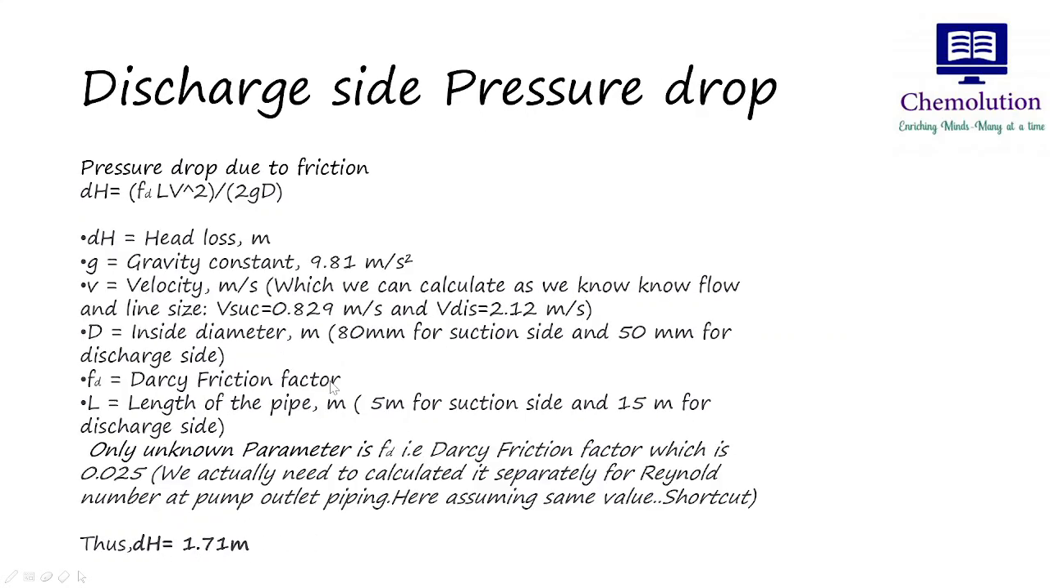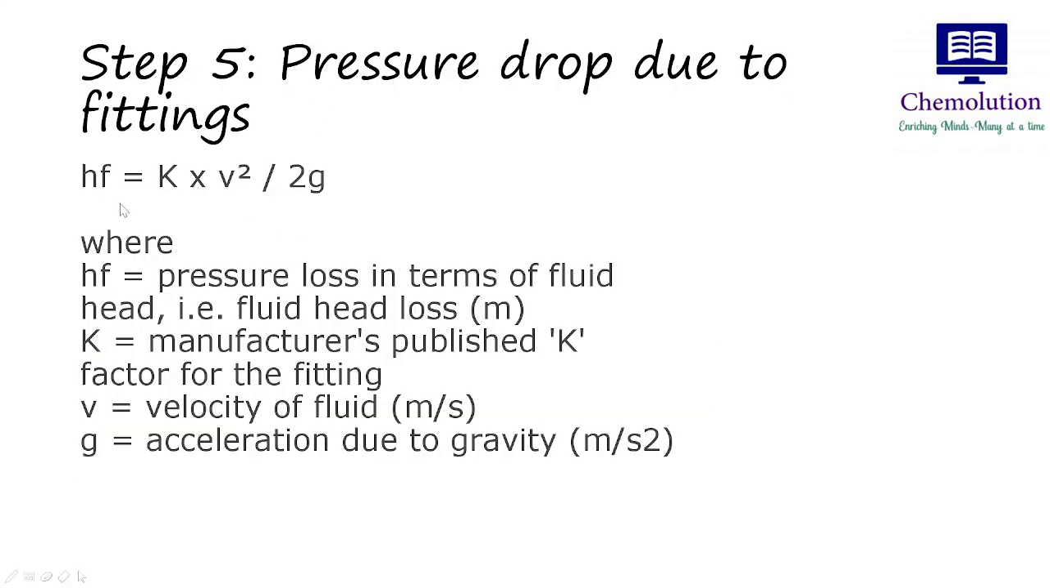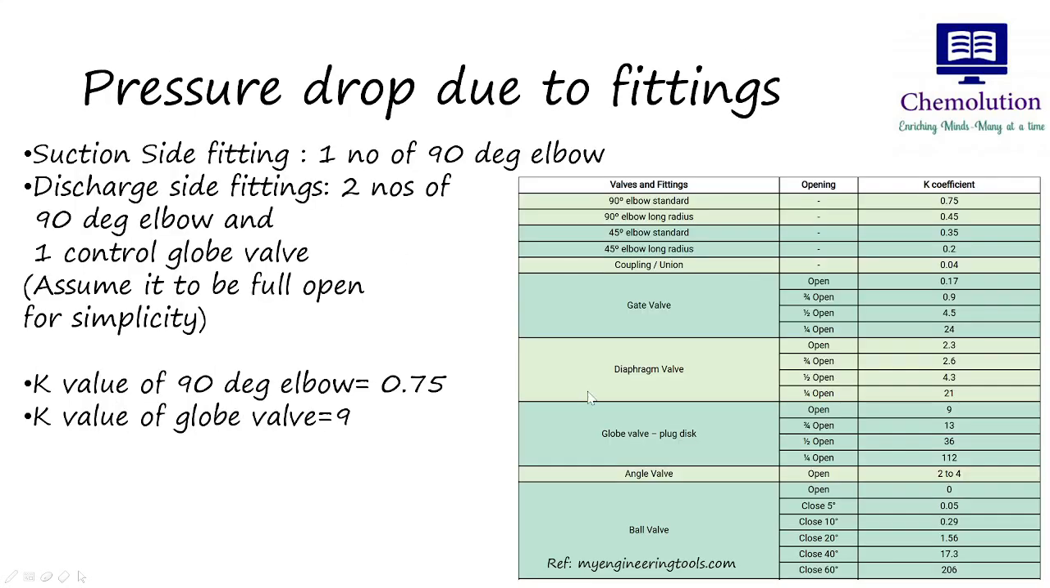What's remaining? The pressure drop due to fittings. Pressure drop due to fittings can be calculated as K into V square divided by 2g. K is a manufacturer published factor for each fitting, V is velocity, and g is acceleration due to gravity. In this table you can see each fitting, like gate valve, 90-degree elbow, angle valve, diaphragm valve, and based on its opening percentage you get a K coefficient.